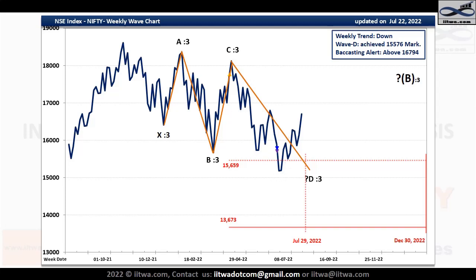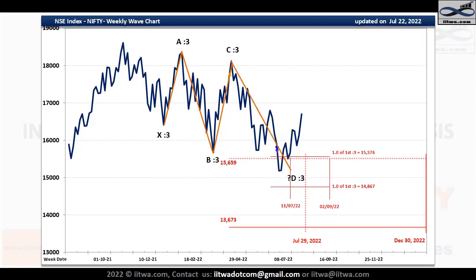But by NEoWAVE logic of time and price, wave D needed to enter the price area of 15,576 to 14,867 and the time range between July 11th to September 2nd of 2022. I want to bring to notice that by price and time, wave D has already entered this projected area. Ideally, wave D is required to end here at the red dot, and the next wave E needs to start from here. But we said earlier that on the weekly chart the structure of wave D is not clear, so it will require the daily chart for inside labeling.